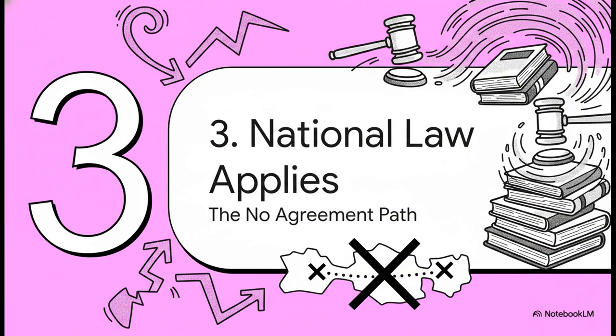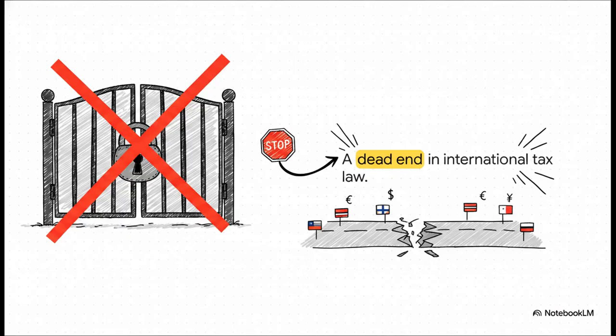Part 3. When national law applies, the no agreement path. Let's see what happens on that no branch. Notice how absolute and final this outcome really is. As you can see, national law applies, period. This is our first major dead end. Without an agreement in place, you are entirely subject to overlapping national tax laws. There are zero international treaty shields to protect you, and that double tax dilemma becomes a stark, very expensive reality.